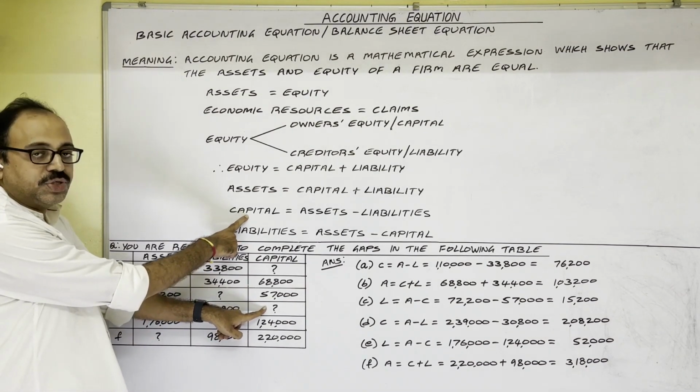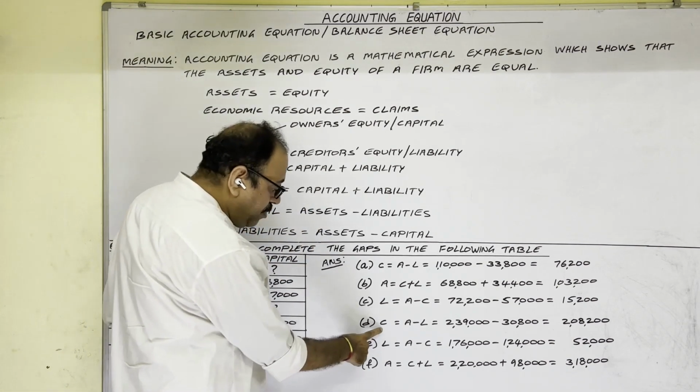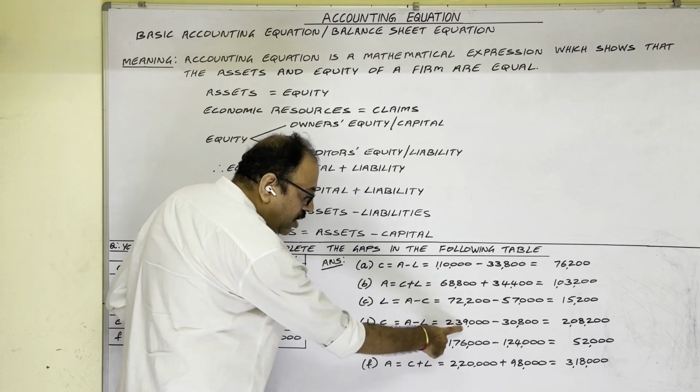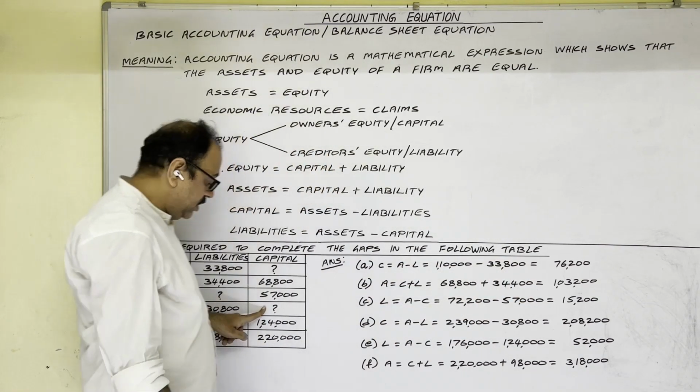D bit, capital is missing. So this equation we should use: capital is equal to asset minus liability. When you write the amounts, the answer is 2,08,200 rupees.